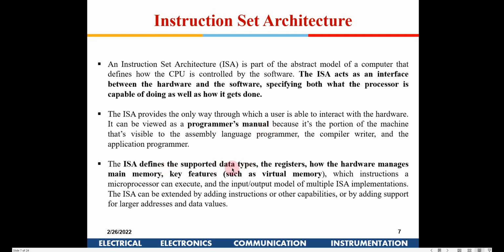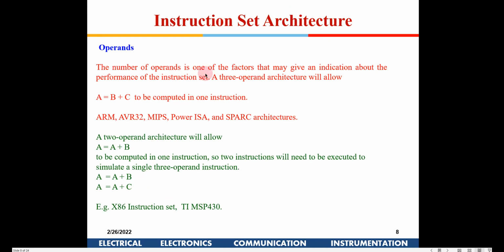So the ISA defines what the data types are, right? Registers, how many, what all, how the memory can be interfaced with the registers, and all those features. Everything will be available in the set of instructions which is available to the software engineer. Okay, so this is the set of instructions. Now an instruction set architecture can also be classified by the number of operands which are used. Okay, for example, suppose this is a 3 operand instruction set where A is equal to B plus C.